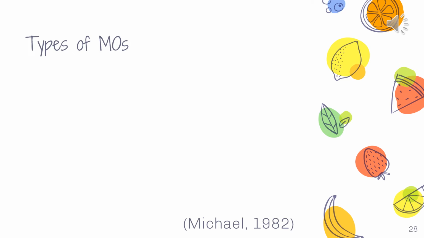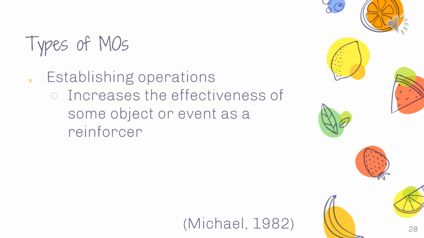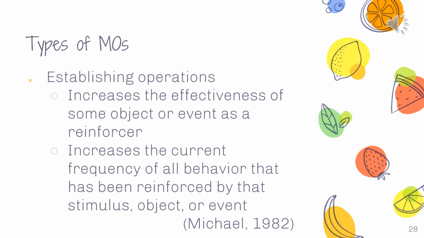The first type of MO that we'll discuss is establishing operations. These increase the effectiveness of some object or event as a reinforcer. They also increase the current frequency of all behavior that has been reinforced by that stimulus, object, or event.